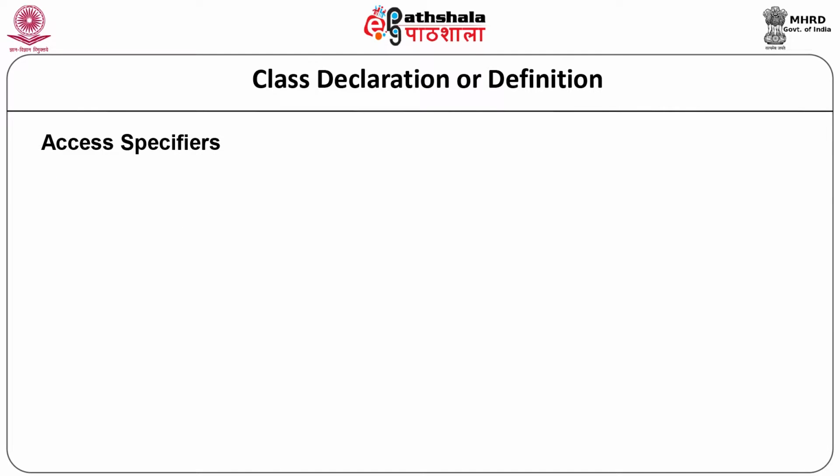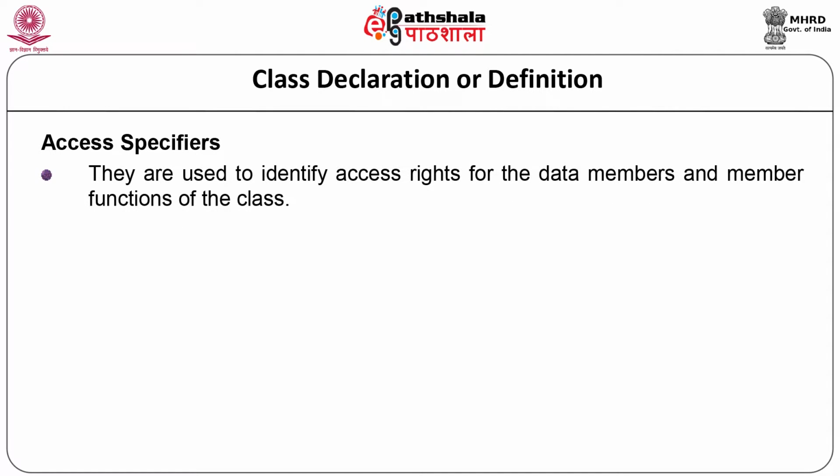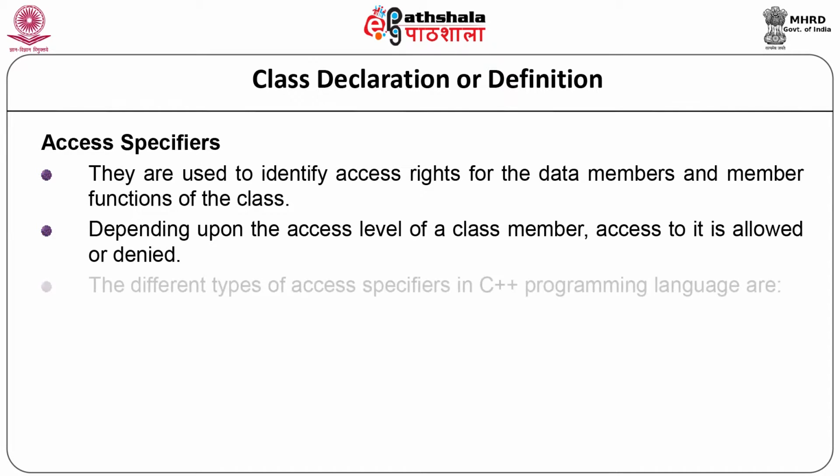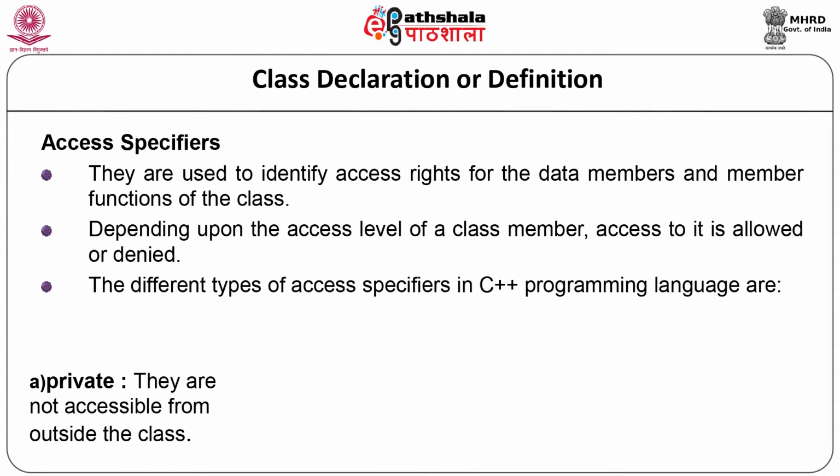Access specifiers are used to identify access rights for the data members and member functions of the class. Depending on the access level of a class member, the access to it is allowed or denied. The three different types of access specifier are as follows. First one is private. A private member within the class denotes that only members of the same class have the accessibility. The private member is not accessible from outside the class.